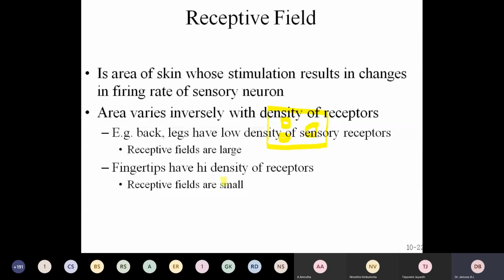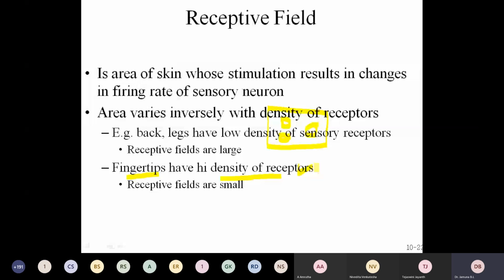Depending on the density of receptors, the area is represented in the central nervous system or in the sensory cortex. For the fingertips, the area represented will be more compared to the area for the back and the leg. That's why here you can interpret sensation very finely. Even if there is a slight change, you can differentiate, because the representation for this particular part is more, because more receptors are there, so more information reaches the central nervous system.